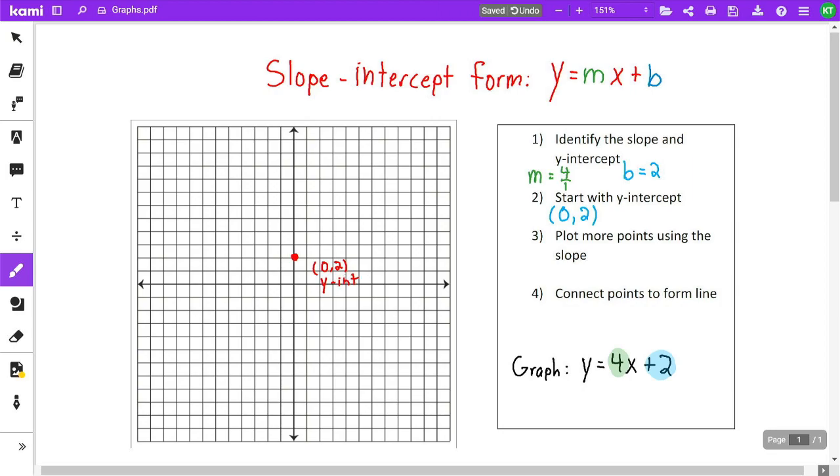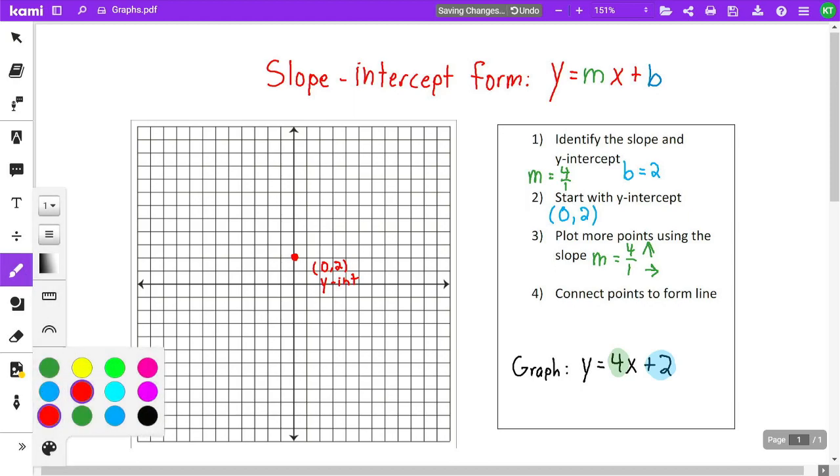After that, we're going to plot more points using the slope. So again, we said slope is the rise over the run. m is slope, being 4 over 1. And what I mean by rise over run is the change in vertical divided by the change in horizontal. So because we have a positive 4 on the top, we are going to be going up 4, and then we have a 1 on the bottom, so we're going to be going to the right 1.